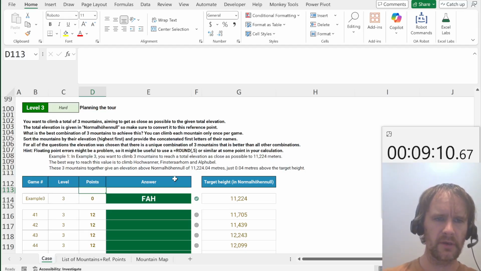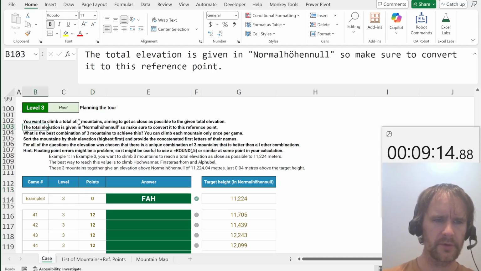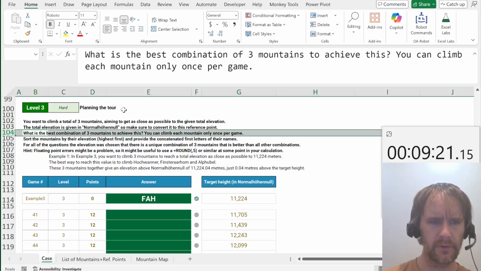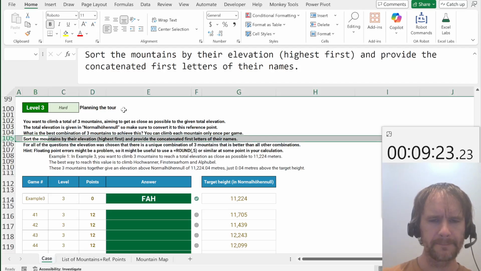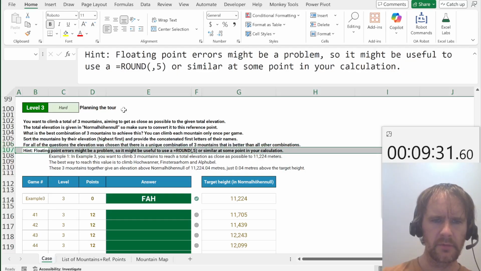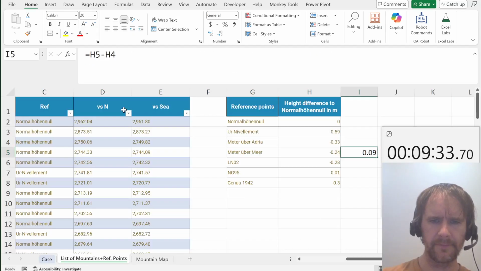You want to climb a total of 3 mountains, aiming to get as close as possible to the given total elevation. What the total elevation is given, so make sure you convert to this reference point. Best combination of 3 mountains to achieve this. Climb each mountain only once per game. Sort the mountains by their elevation and provide the concatenated first letters. For all the questions, the elevation was chosen, so there's a unique combination. Might be useful to do a round 5 or similar.